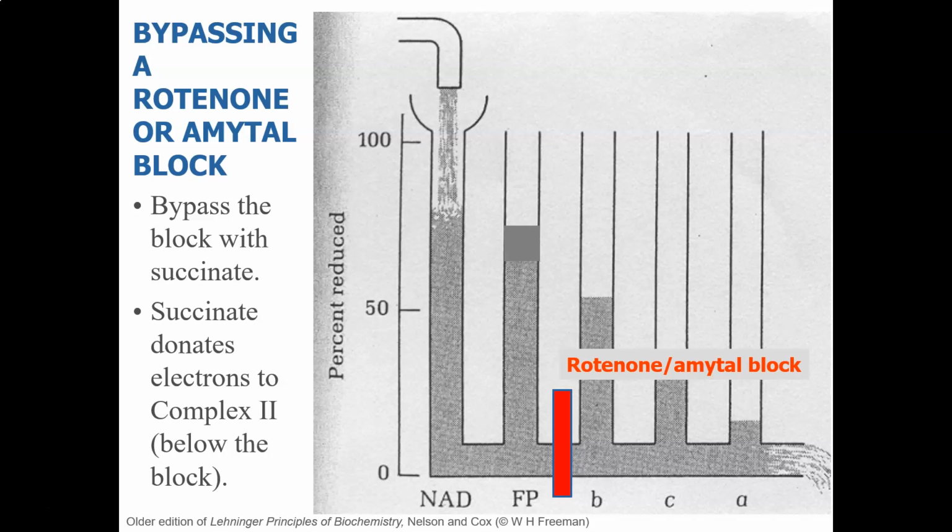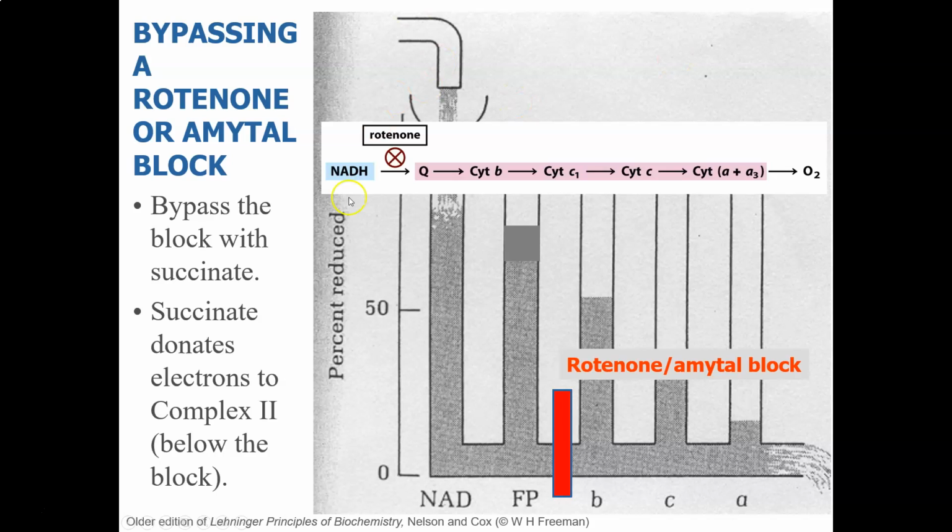It would mean that all of the carriers ahead of the block would be reduced, but as long as you had a nice supply of succinate, you'd be able to continue the electron transport chain. So what's happening here is if you added NADH and if rotenone were present, the electrons would not be able to be passed through complex 1 to coenzyme Q. But again, if you added succinate, succinate donates its electrons to FAD to form FADH2, and then FADH2 gives its electrons to coenzyme Q. So that bypasses this block.